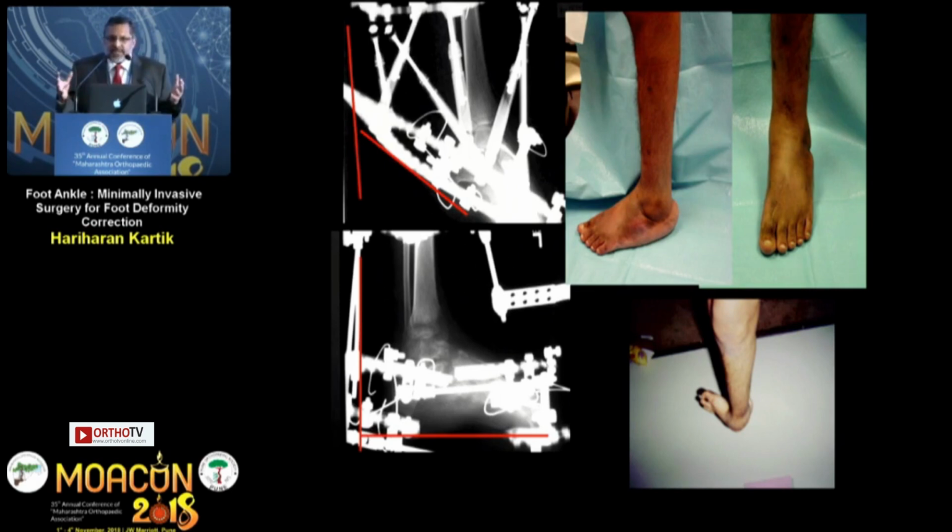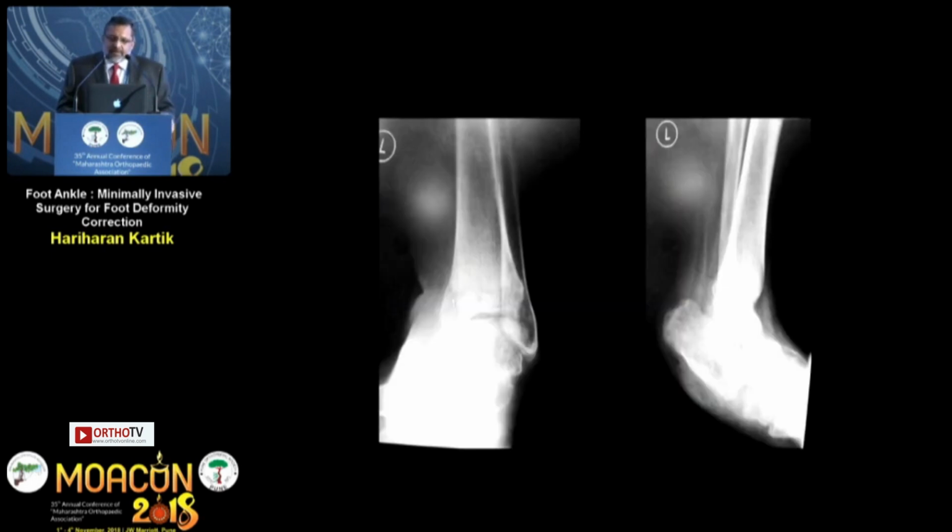You don't touch any of the soft tissues. You don't do a Steindler release. You don't do a tendo-Achilles release. The frame will do it all for you, and you largely effect your corrections through the osteotomies. And it does give you a remarkable correction.